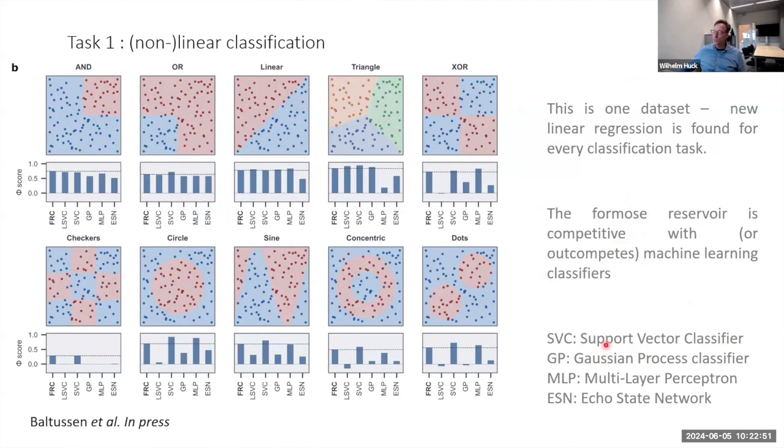So if I compare this same data set and I use, in silico, an echo-state network, a multi-layer perceptron, a Gaussian process classifier, a support vector classifier, as you can see, I'm in the same ballpark with my Foremost reservoir. Sometimes I'm actually a lot better. Sometimes for some difficult patterns, the support vector classifier is a little bit better. Multi-layer perceptron is sometimes a bit better, sometimes a bit worse. It's at least the same ballpark.